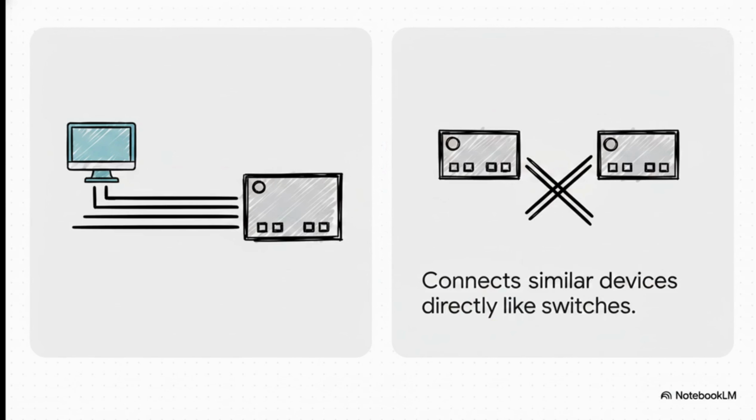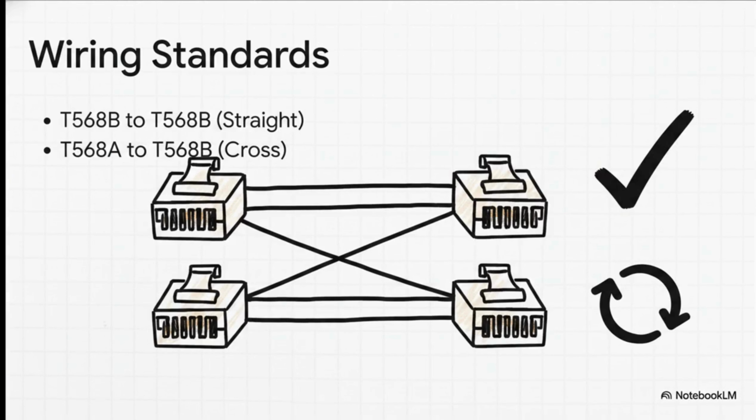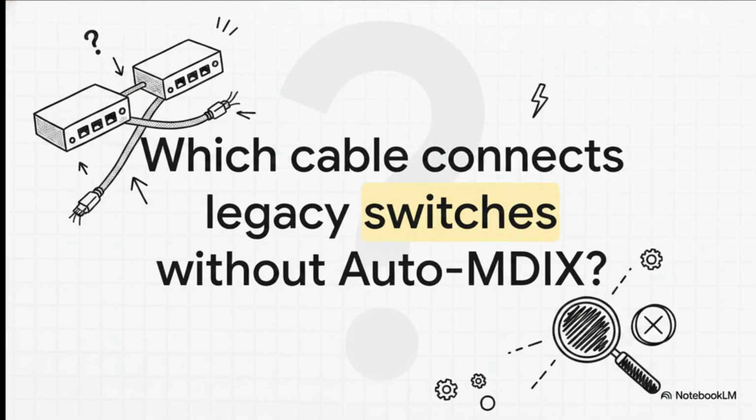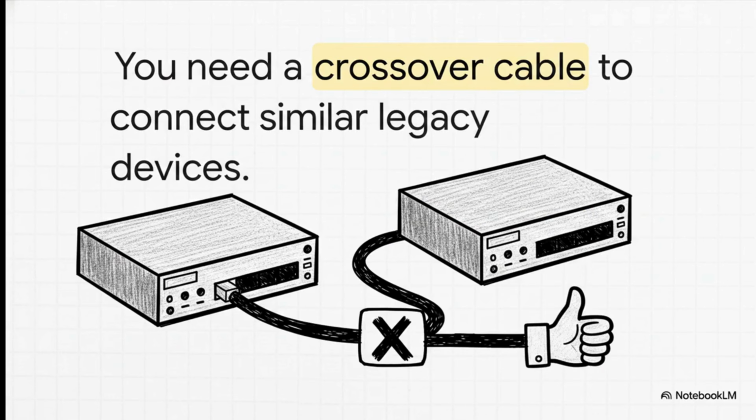Simply put, straight-through connects different devices, like a PC to a switch. Crossovers connect similar ones. For the exam, remember, straight-through matches wiring on both ends, while crossover totally swaps those pairs. So, how's CompTIA test this? Imagine you're connecting 2 legacy switches that totally lack auto MDIX. Boom! The answer is a crossover cable. Since they're similar legacy devices, you need that crossover.